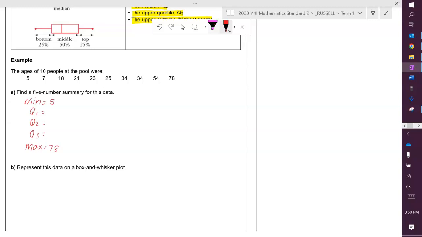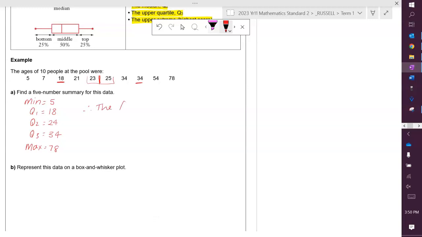There are 10 people at the pool, so we need to find that halfway. So 1, 2, 3, 4, 5. This is my halfway point. But there are 2 numbers here, so I need to find halfway, which is going to be 24. Then I need to find the halfway of my bottom 5 scores. So halfway is 18, which is my Q1, and halfway up the top is 34. So that is my 5-figure summary.